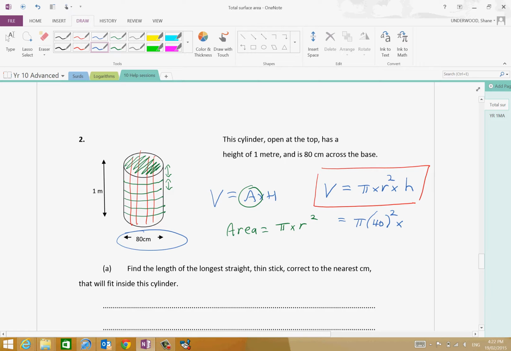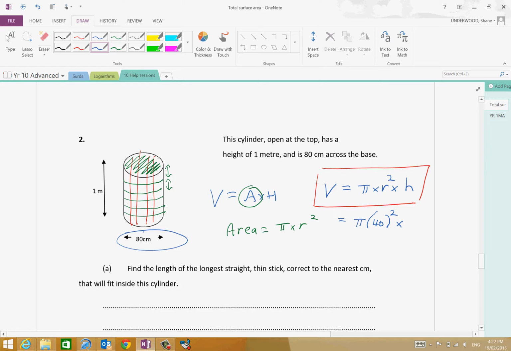Now, be careful. I'm asking you to do it in centimetres. Okay? How many centimetres are there in 1 metre? Centi. Think about century. How many years are there in a century? 100 years. So centimetre, there's 100 centimetres in a metre. All right, so you've got to be careful. What a lot of students do is they go ahead and put in 1 for the height. Is that going to help us? No.